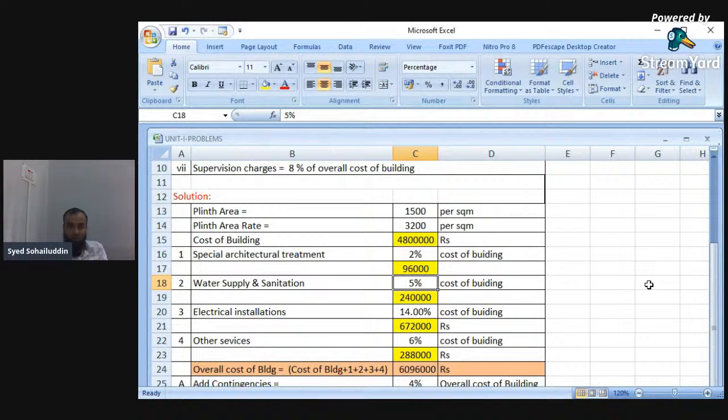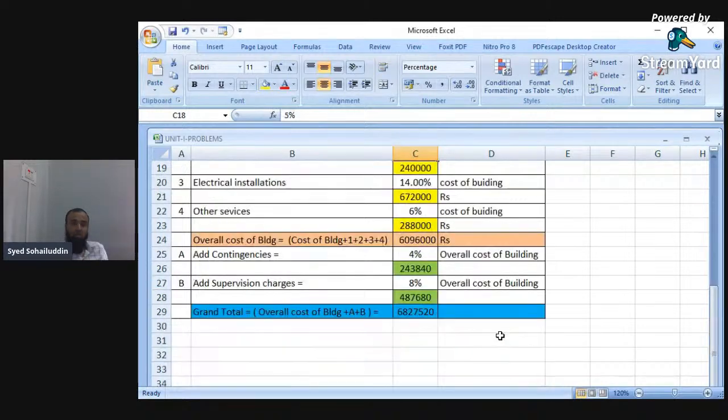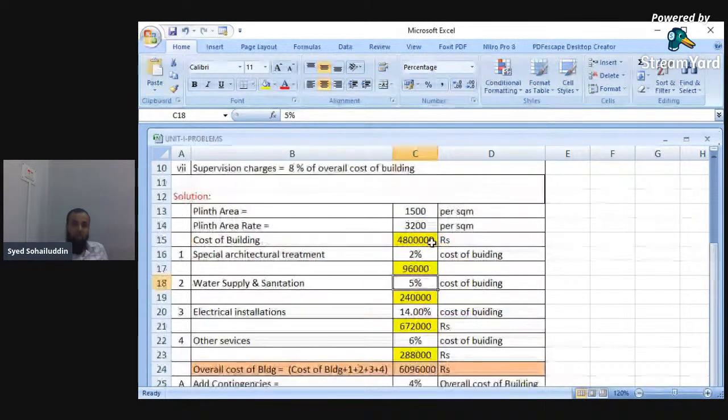And next is electrical installations. Again, it takes about 14%. So 14% of this, again 48 lakhs, is nothing but 6,72,000. And other services. If various services are required, then the cost is nothing but 6%. 6% of this, again 48 lakhs, is nothing but 2 lakhs 88,000.